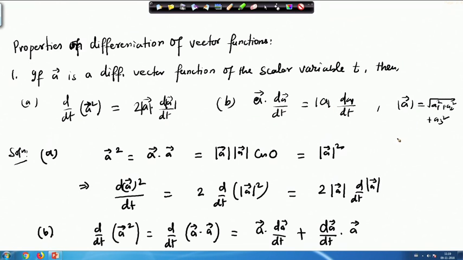You can also say, let us say, mod of A equals a scalar function small a without any vector notation. So, this a is basically a scalar. So, instead of writing mod of A, we can replace mod of A by a.